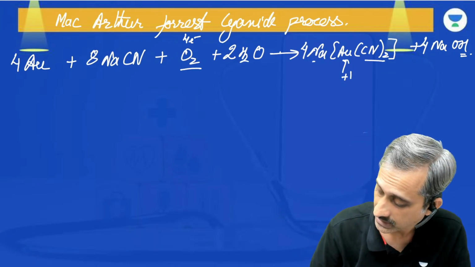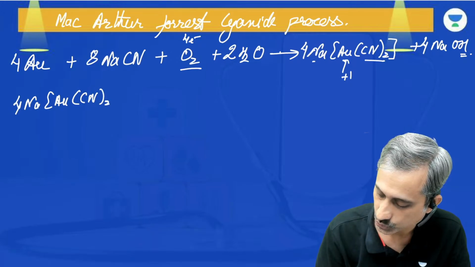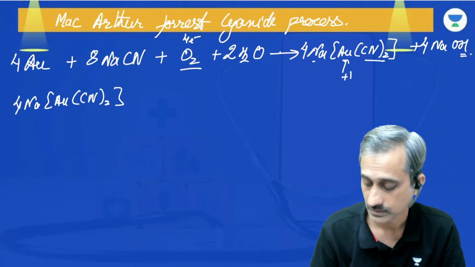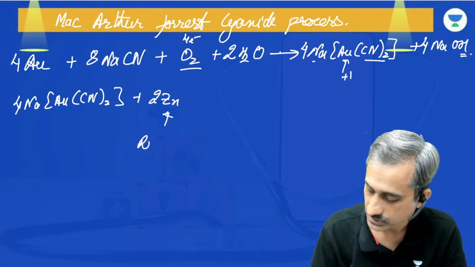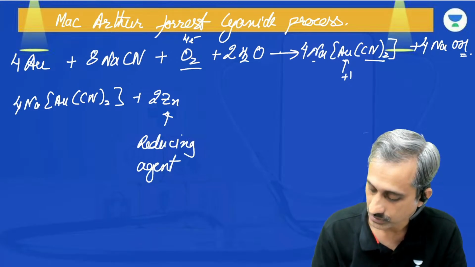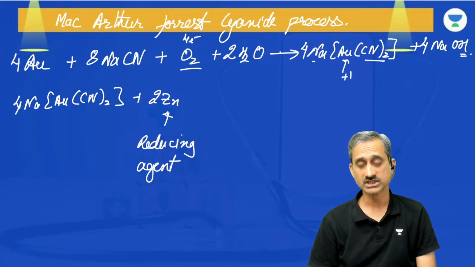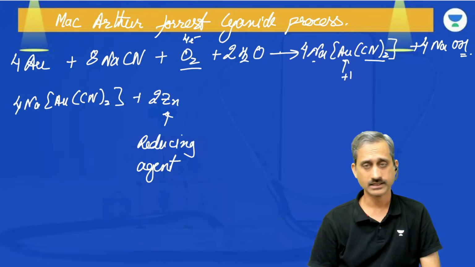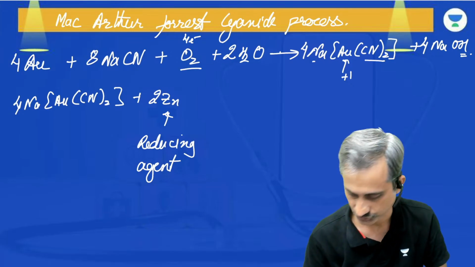Okay. Now, when we have this 4NaAu(CN)2, we treat it with zinc. Now, zinc is the reducing agent. Remember, this reaction which we are doing is an extremely important reaction because this is one of the reactions which is given twice in NCERT. NCERT doesn't repeat anything. So if this reaction is given twice in NCERT, obviously this is going to be a very important reaction.